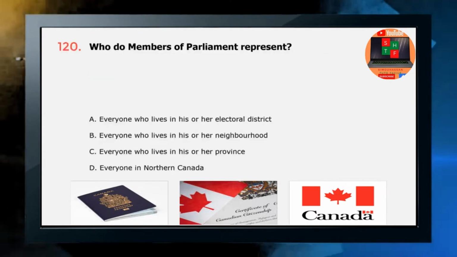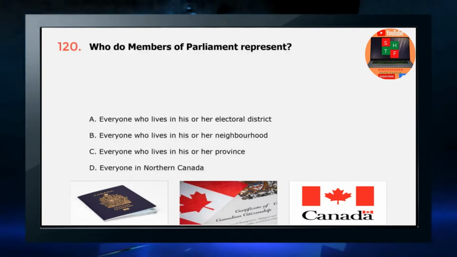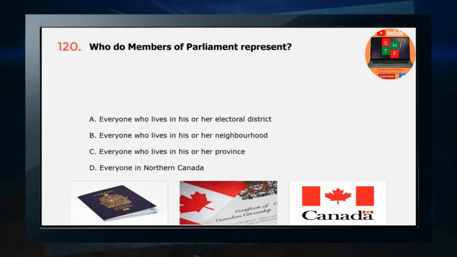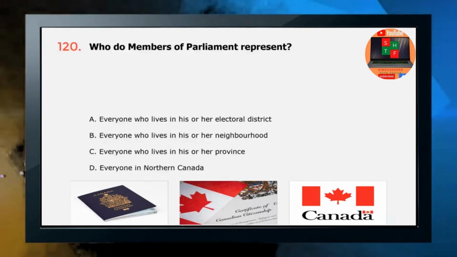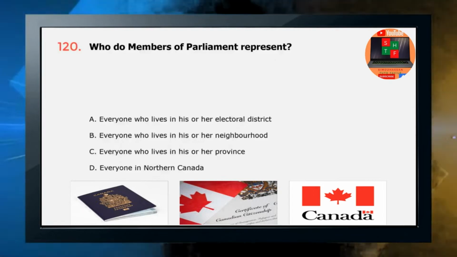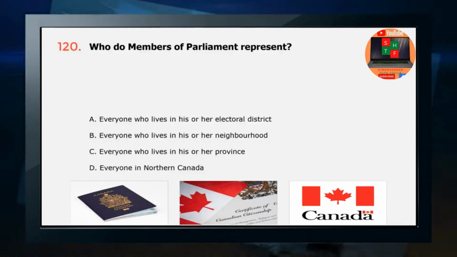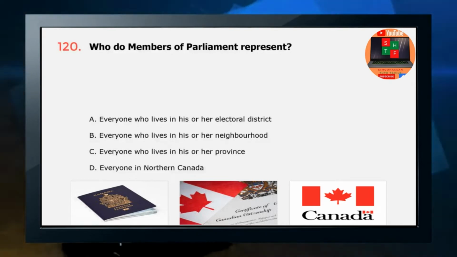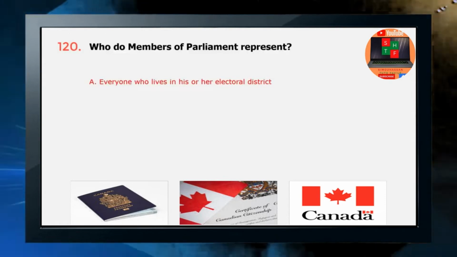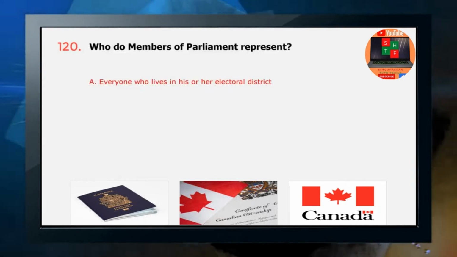Question 120. Who do members of Parliament represent? A. Everyone who lives in his or her electoral district. B. Everyone who lives in his or her neighborhood. C. Everyone who lives in his or her province. D. Everyone in Northern Canada. The answer is A. Everyone who lives in his or her electoral district.